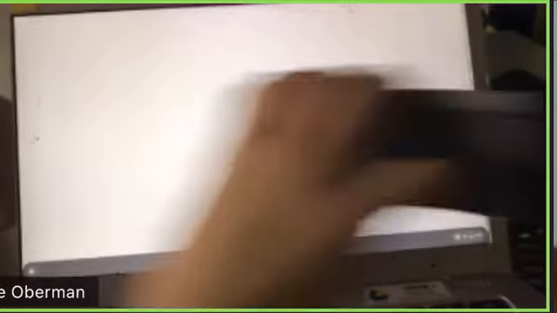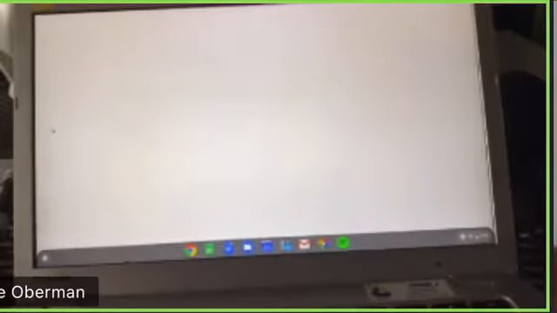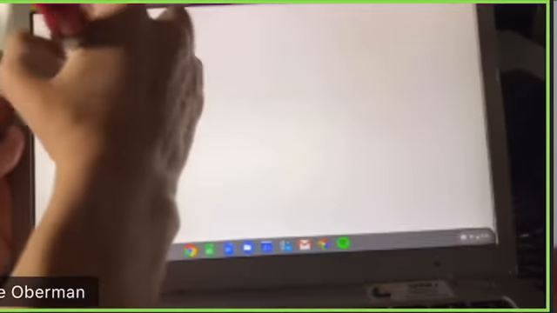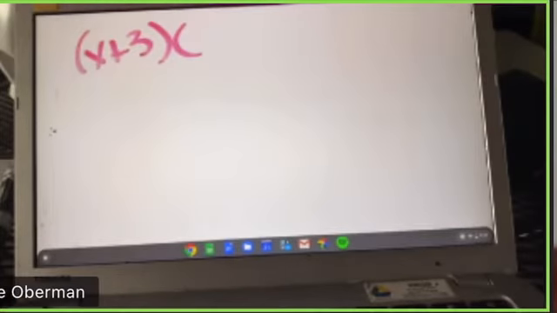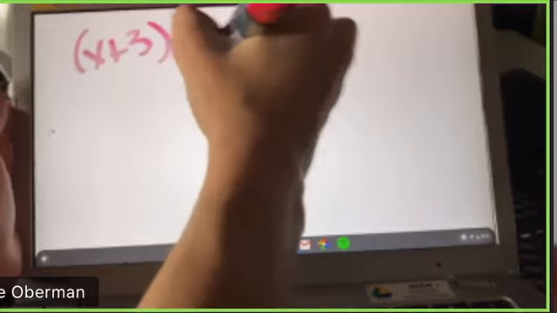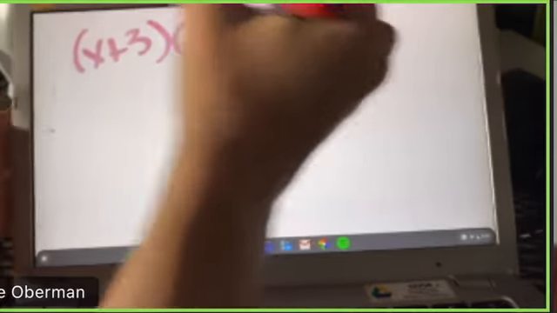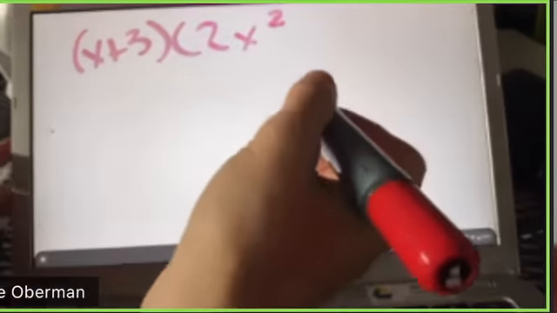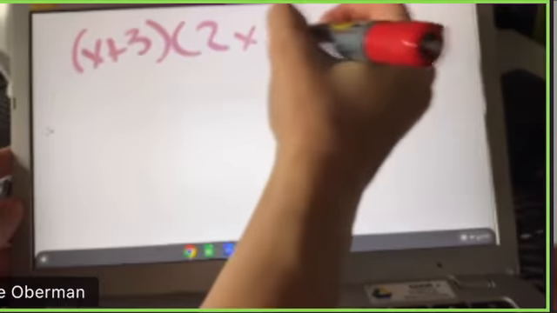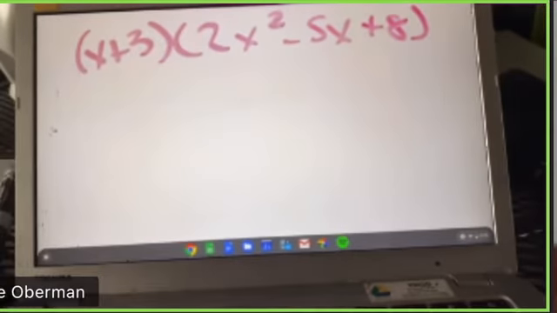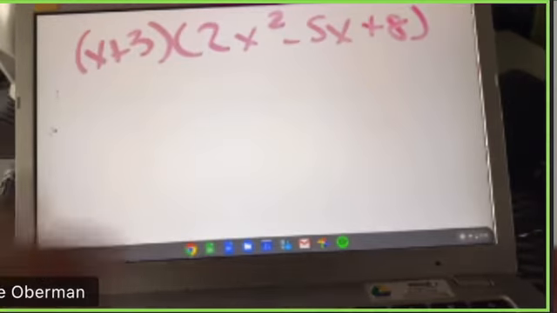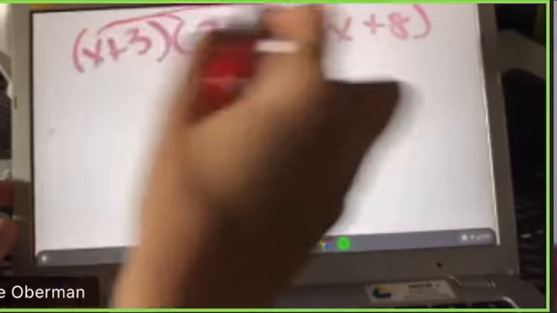anymore. FOIL is for your binomial times a binomial. But sometimes you might see a binomial times a trinomial, or even another polynomial that's even longer. For example, like this one. If you had an x plus 3 times 2x squared minus 5x plus 8. Okay, so it's kind of similar. You're just going to end up kind of distributing this x to everything and then the 3 to everything, okay?